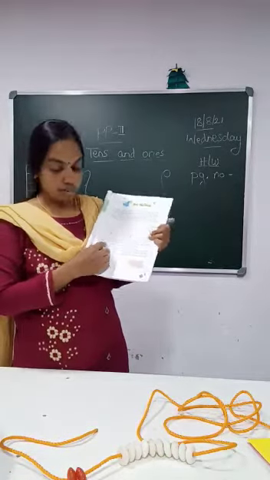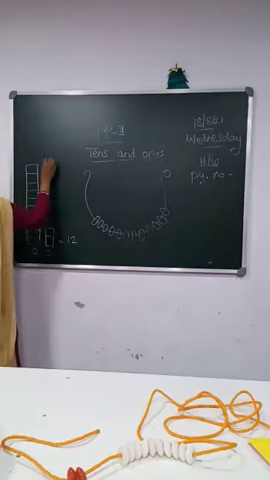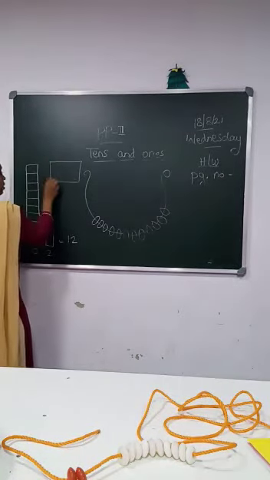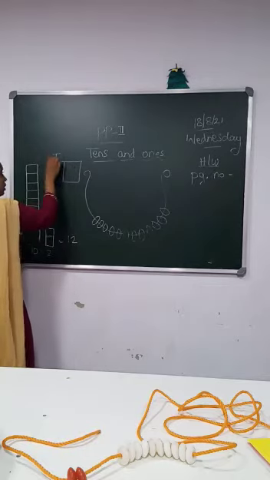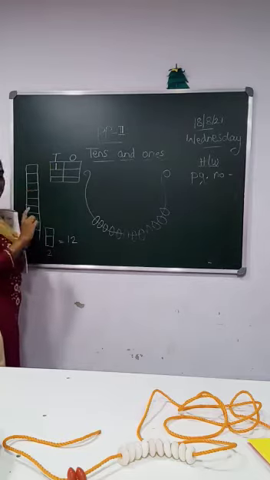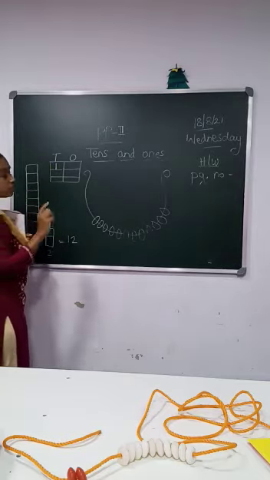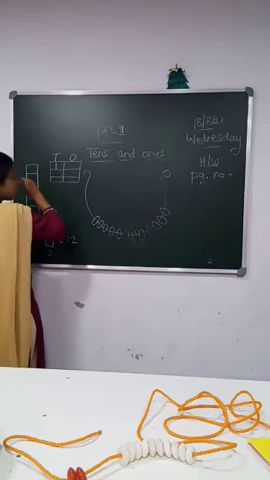So, in the place of tens. So here. Okay children, here. This is tens. This is 1s. In the place of 10s, we will write 1. So, 10 blocks make 1 group. And 11, in the place of 1s, we will write 1.